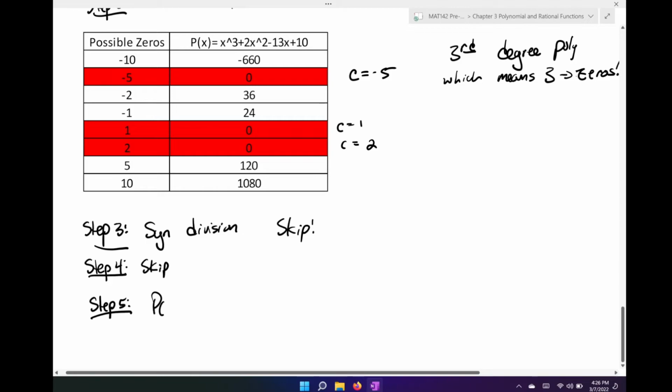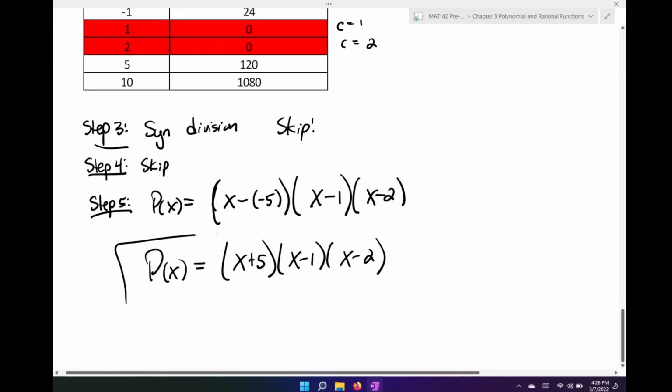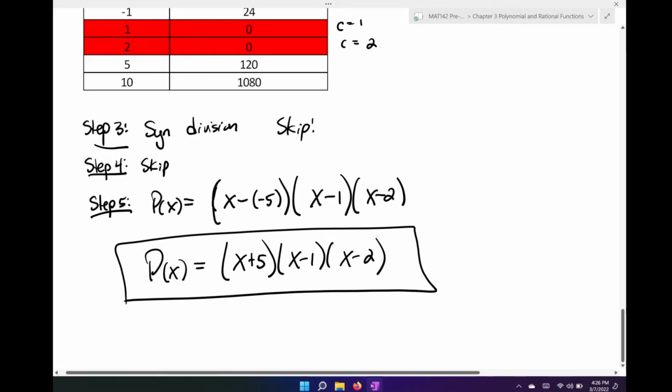P of x is going to equal, our factored form will be x minus -5 times x minus 1 times x minus 2. And just to clean this up, P of x is going to be x plus 5 times x minus 1 times x minus 2. And that is our completely factored form. So let's go ahead. Let's do another example just like this.